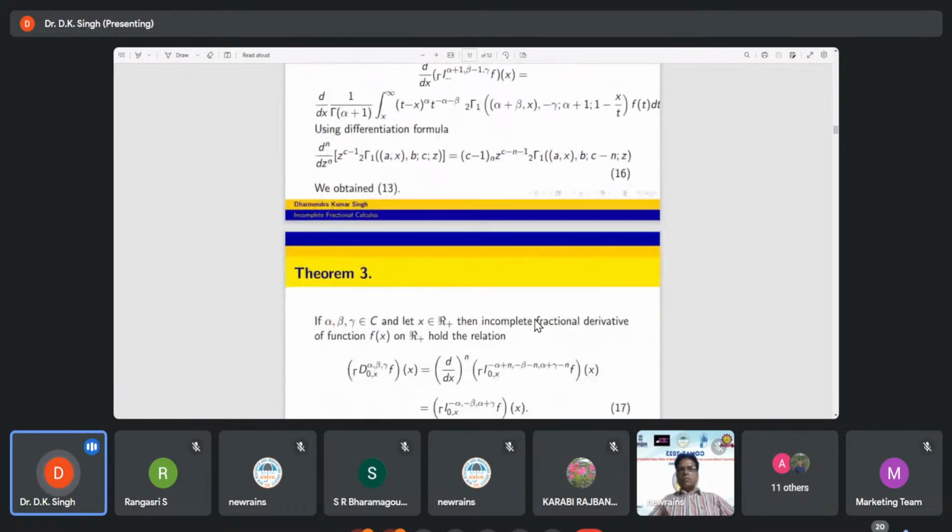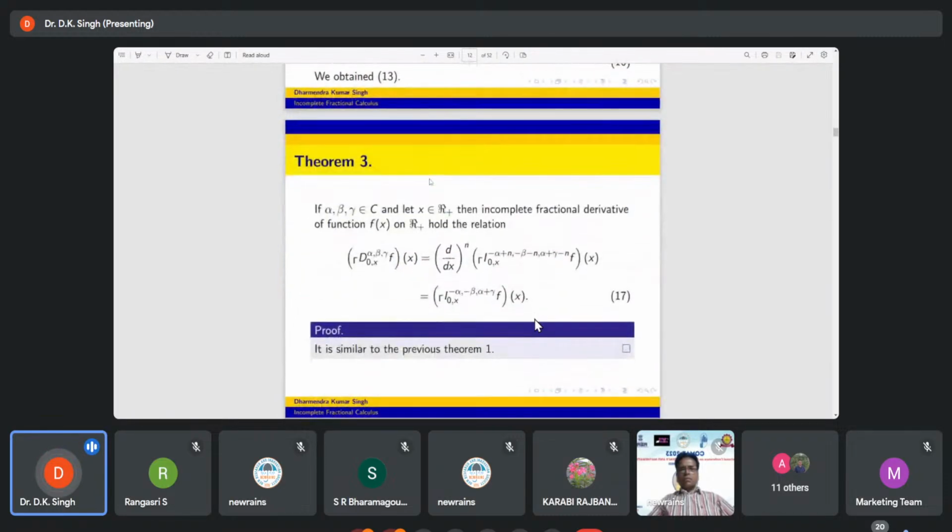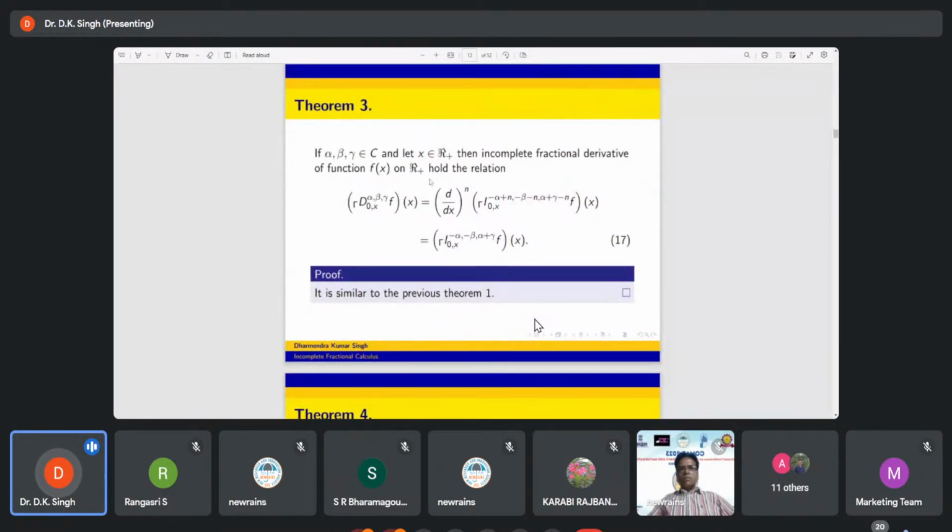Now we have another theorem. If alpha, beta, gamma belong to C and x belongs to R, then the incomplete fractional derivative, since in theorems 1 and 2 we already discussed the incomplete fractional integrals, so now we are discussing the incomplete fractional derivative of the function f(x) on R, which holds the relation, with the complementary incomplete gamma function, d from 0 to x, alpha, beta, gamma f(x). So this can be represented as the nth derivative of the incomplete fractional integrals.